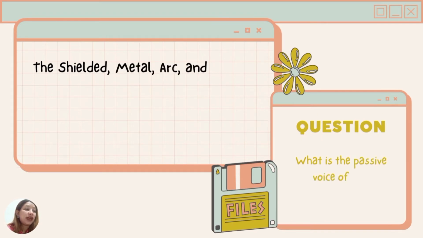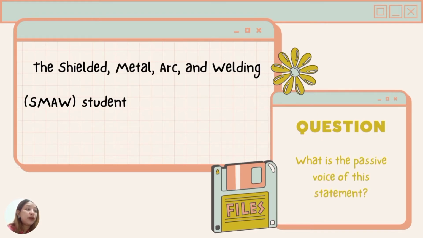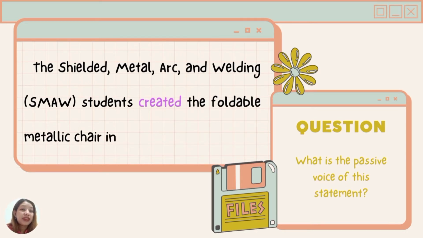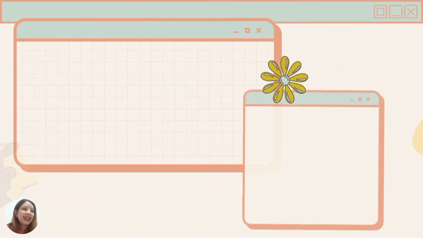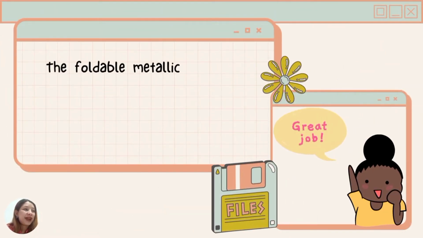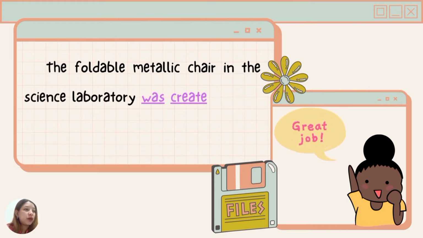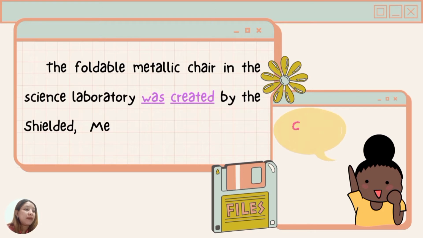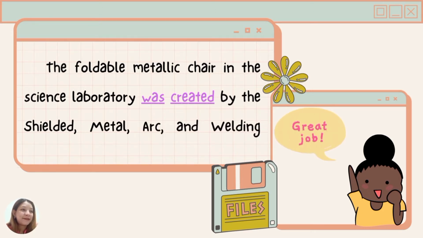The shielded metal arc and welding students created the foldable metallic chair in the science laboratory. The verb in this sentence is created. What is the passive voice of this statement? Good job! The correct answer is the foldable metallic chair in the science laboratory was created by the shielded metal arc and welding students.